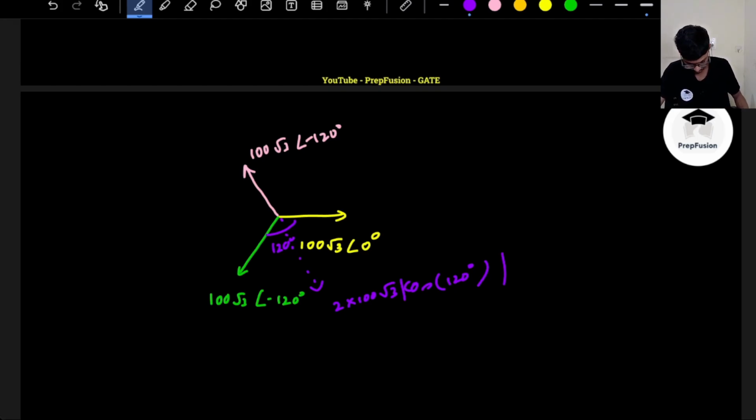Just concerned about the magnitude. So it is half only, so this will come out to be 100 root 3 only. This angle is actually 60 degrees, right? It will be coming at half and the other parts will be cancelled.